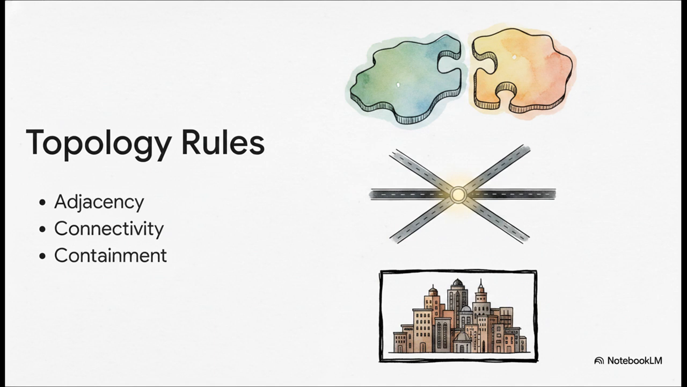Second, connectivity, ensuring that when two vector lines meet, like in a road network, they actually connect at an intersection. If they don't, your routing software would completely break. And third, containment, making absolutely sure that a mapped city is locked entirely inside its state boundary.